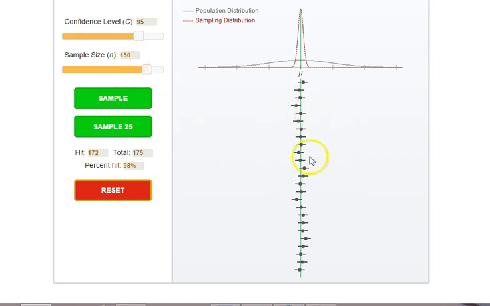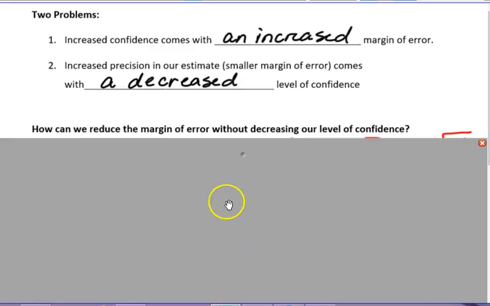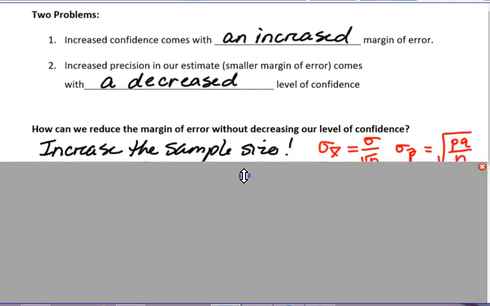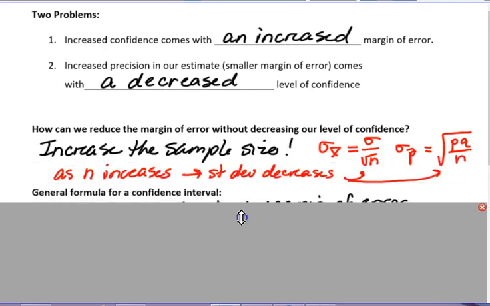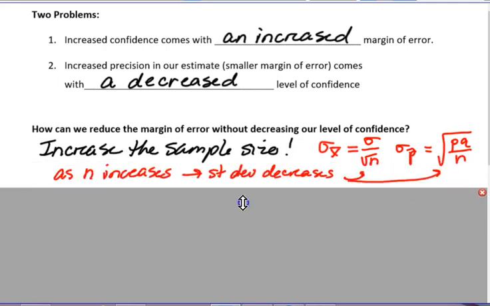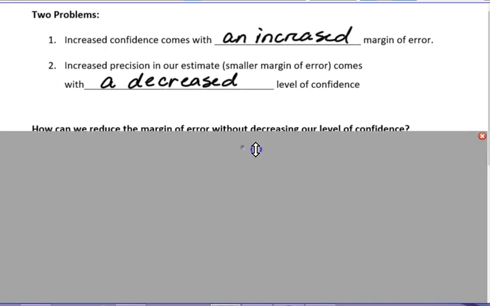So 150 gives me excellent results. Not only a high level of confidence, 95% confident that I'll get the true population mean, but also very little variation in my estimate. So going back to our notes again, how can we reduce margin of error? Increase the sample size.